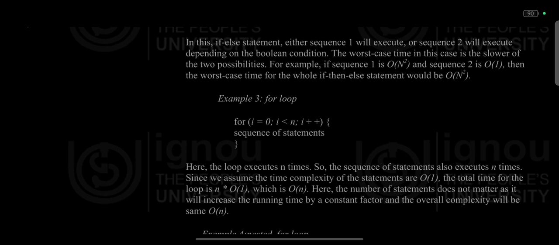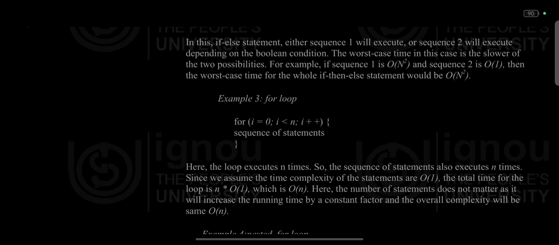For example, if sequence 1 is big O(n squared) and sequence 2 is big O(1), then the worst case time for the whole if-else statement would be big O(n squared).